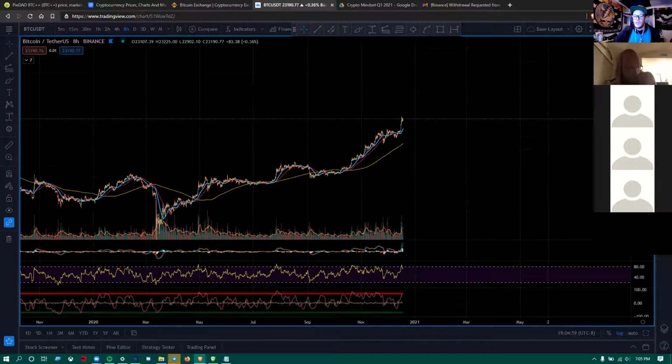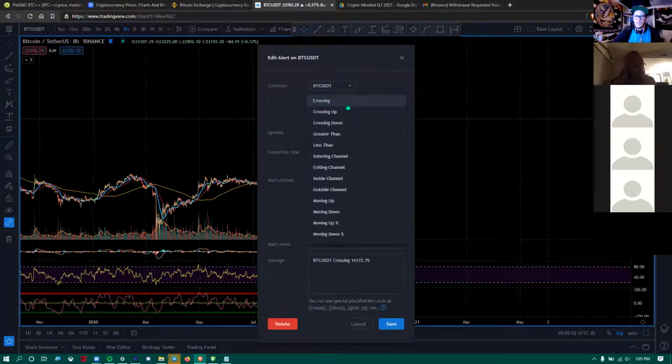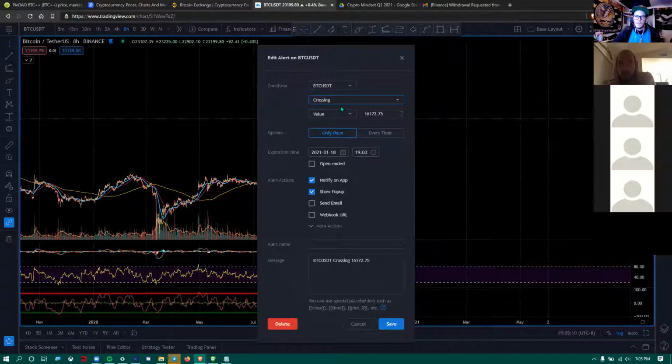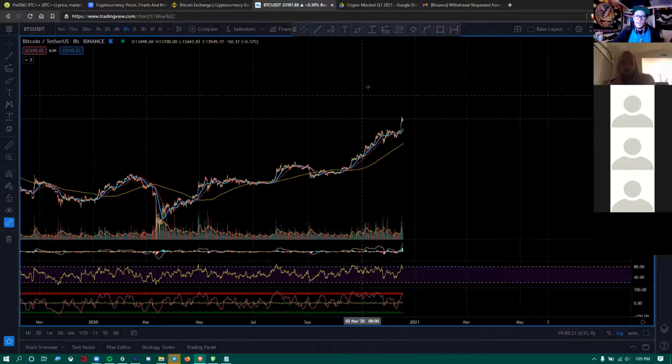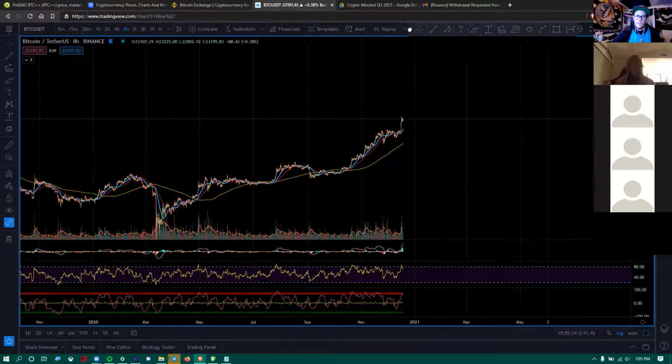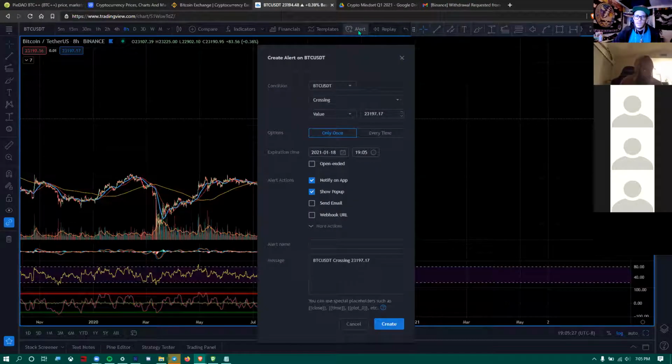Yeah. And another thing is you can switch it from crossing to crossing up, so it only triggers if it's crossing up or crossing down. This is crossing. I think you can do greater than, outside channel. You can set alerts all over the place. Up here is another tab for the alerts. You can type in the price here, so you don't have to come over here and click it exactly. If you know the price you want, you can put it in right there.